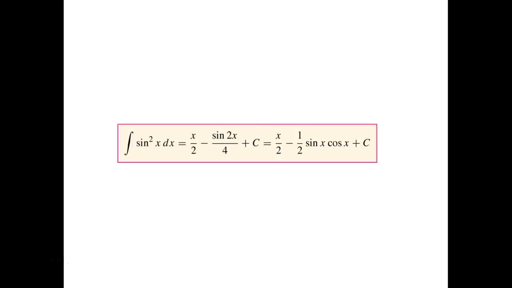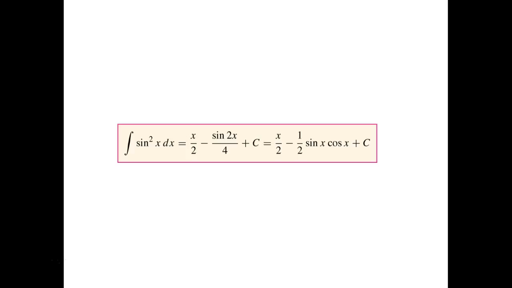The integral of sine squared x is equal to x over 2 minus sine 2x over 4 plus c, or rewriting that as x over 2 minus 1/2 sine x cosine x plus c, because sine 2x is 2 sine x cosine x. Now, why they put this over 4 here and put 1/2 in front, you can write it any way you want to. I think they're not too consistent here. But all those are correct answers. Okay?